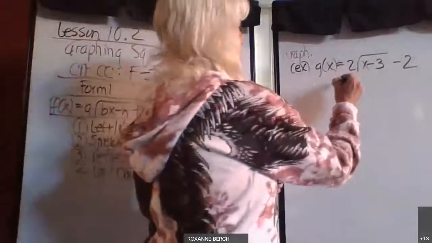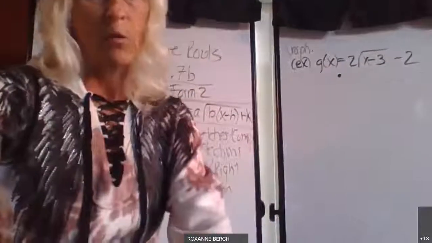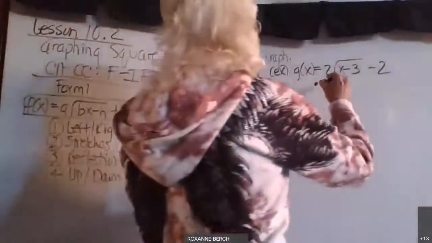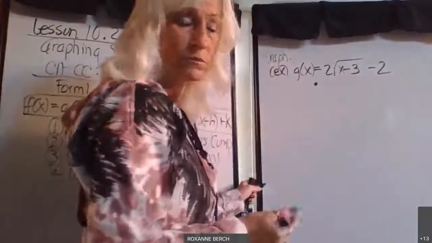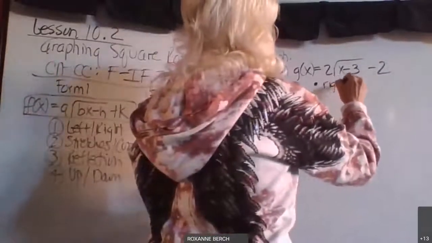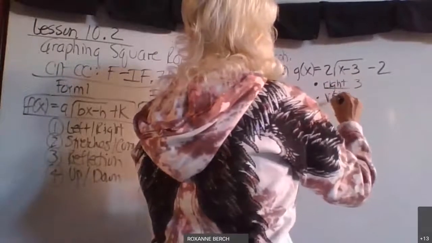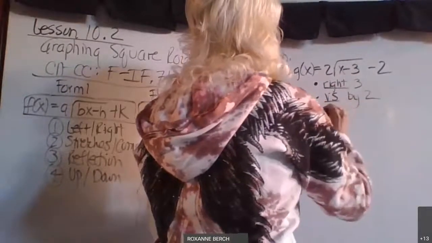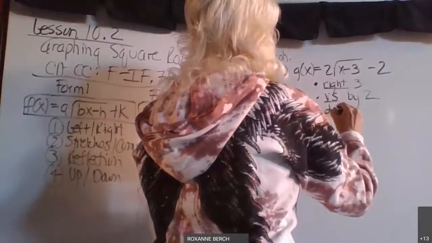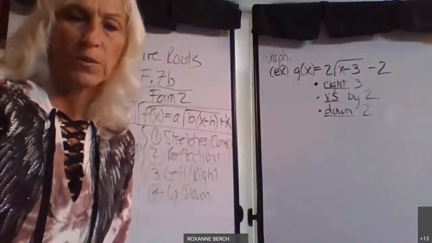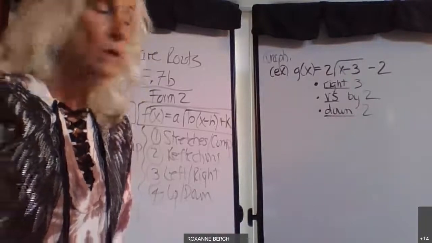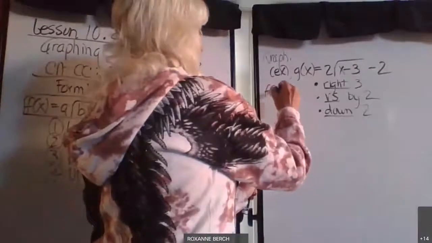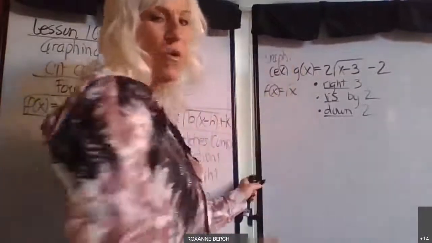Okay, so first of all, this is form 1, right? And what would the order be? It'd be right 3, a vertical stretch by 2, and down 2. All right, what are the points for square root? Are they the quadratic points, or what are the points for square root? And if you don't remember, you can easily just put them into the parent and give me 2 points.